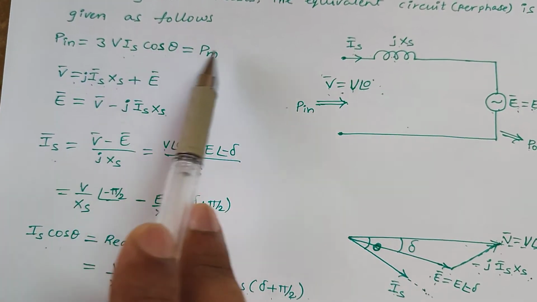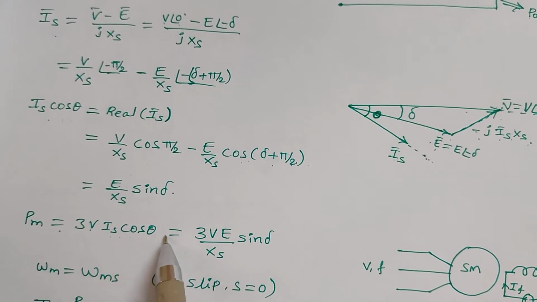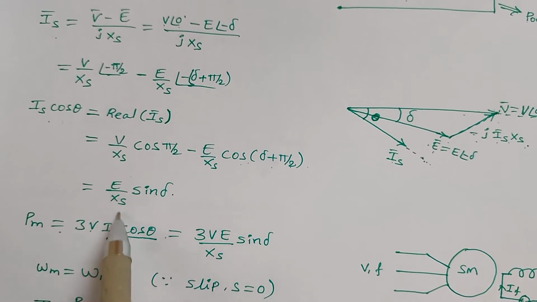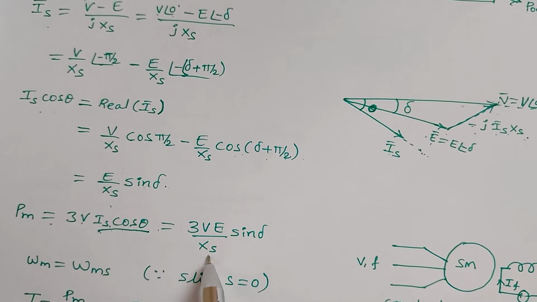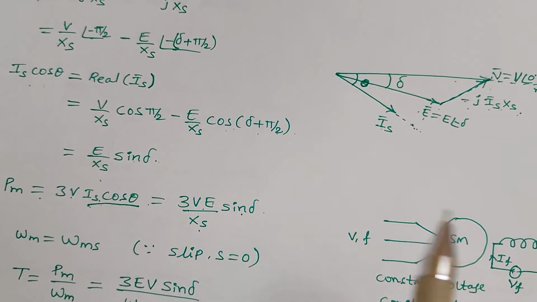P in is equal to P mechanical, the mechanical power, which is equal to 3 V IS cos theta. This IS cos theta is replaced with E by XS into sin delta. Then it will become 3 V E by XS into sin delta.